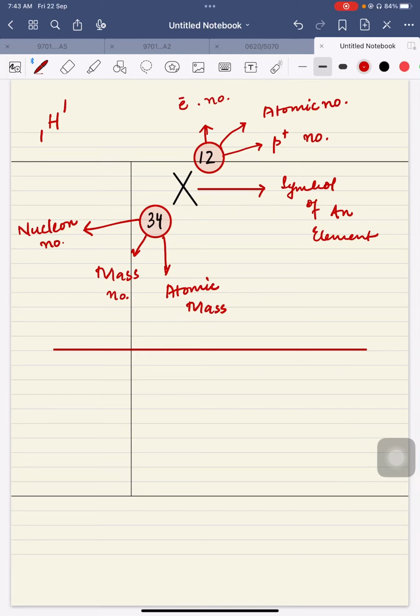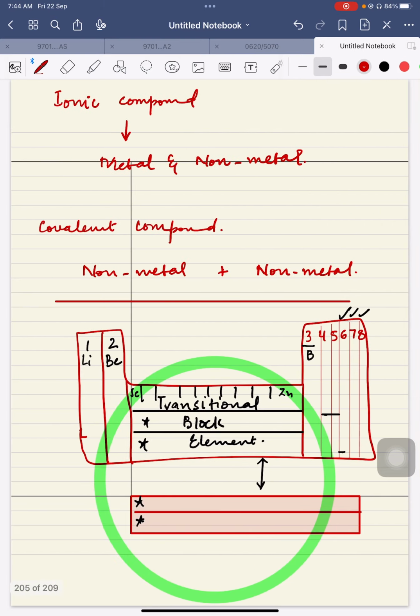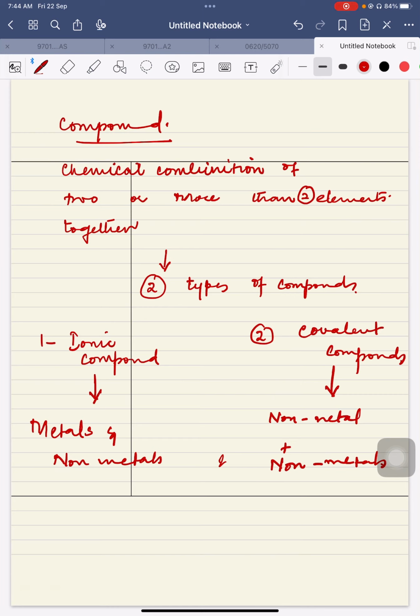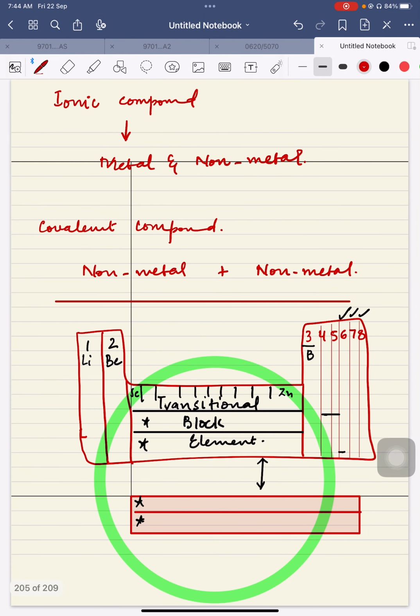Hey guys, we are back here with the same continuation of the topic, related to atomic structure and basic information related to elements, compounds, and mixtures. Afterwards, I was telling you that there are two types of compounds: ionic compounds and covalent compounds, and a brief introduction to the periodic table as well, where the metals are, where the non-metals are, etc.